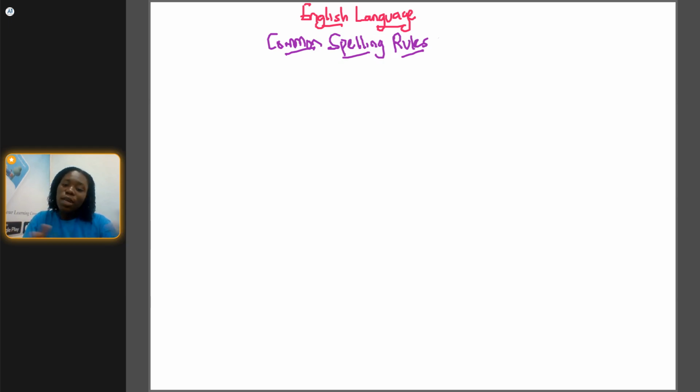Sometimes you get confused on which you should choose because two of the options look alike, and you're confused on which one is the most appropriate. So we are looking at spelling rules that could help you. And after looking at the spelling rules, we're going to be looking at spelling tricks, tricks that could help you in choosing the right spelling for your options.